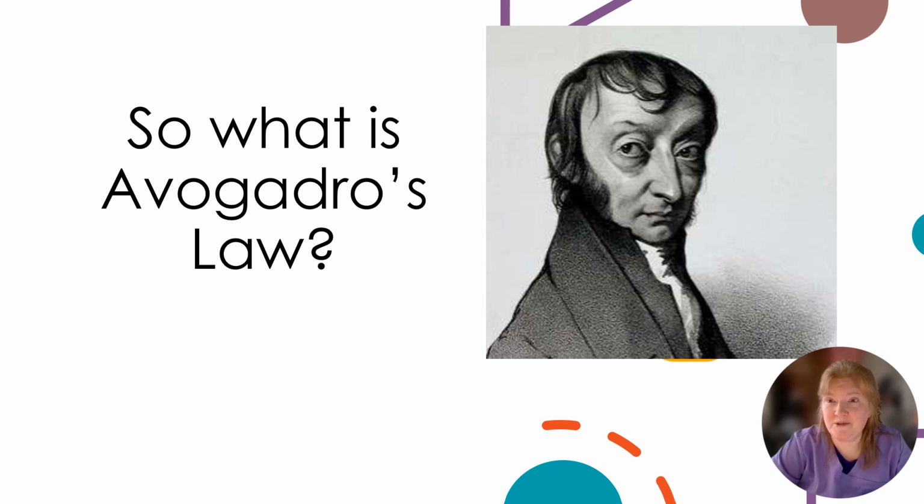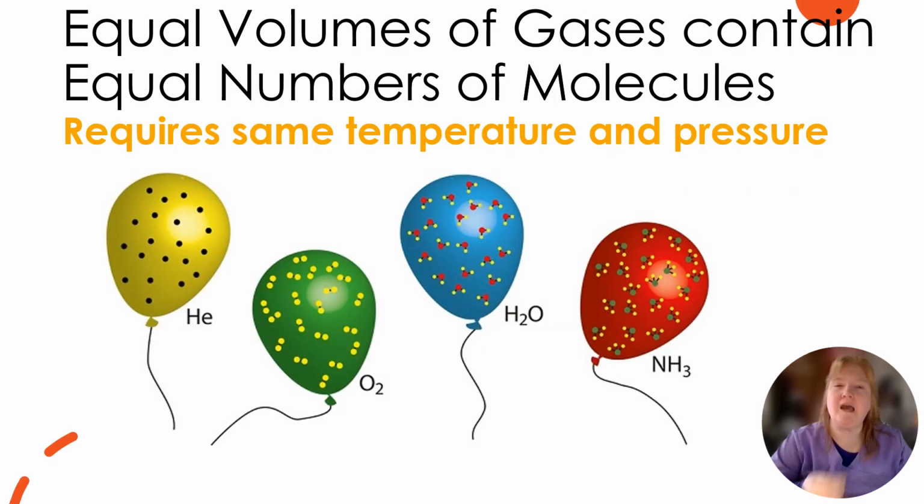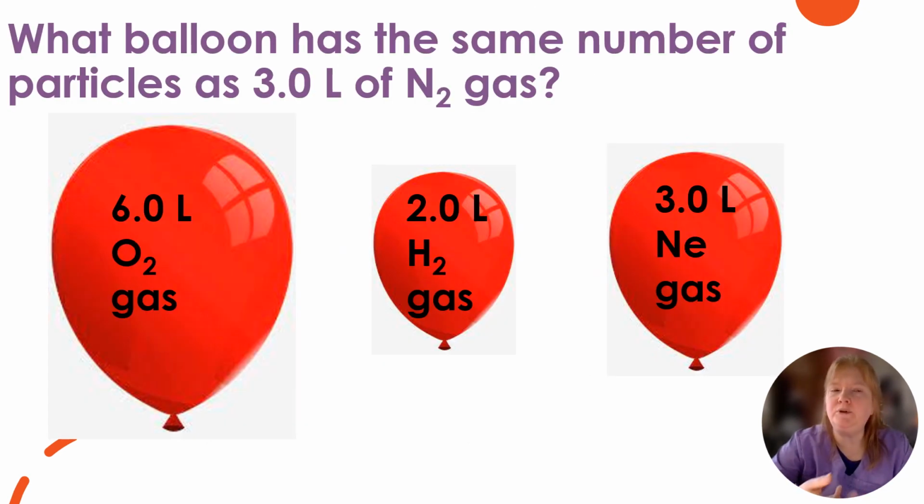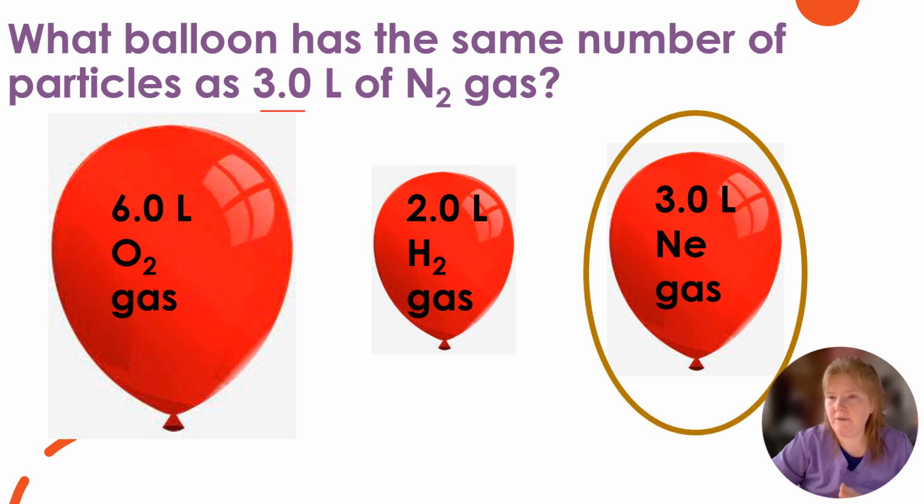So what is Avogadro's law? Well, Avogadro's law says that equal volumes of gases contain equal numbers of molecules if they are at the same temperature and pressure. So that means at the same temperature and pressure, if they have the same volume, all of these have the same number of molecules. So what do I mean? Here's an example. What balloon would have the same number of particles as 3 liters of nitrogen gas? Well, if it's the same volume, it has the same number of particles. So which one has the same volume? Yeah, this one.